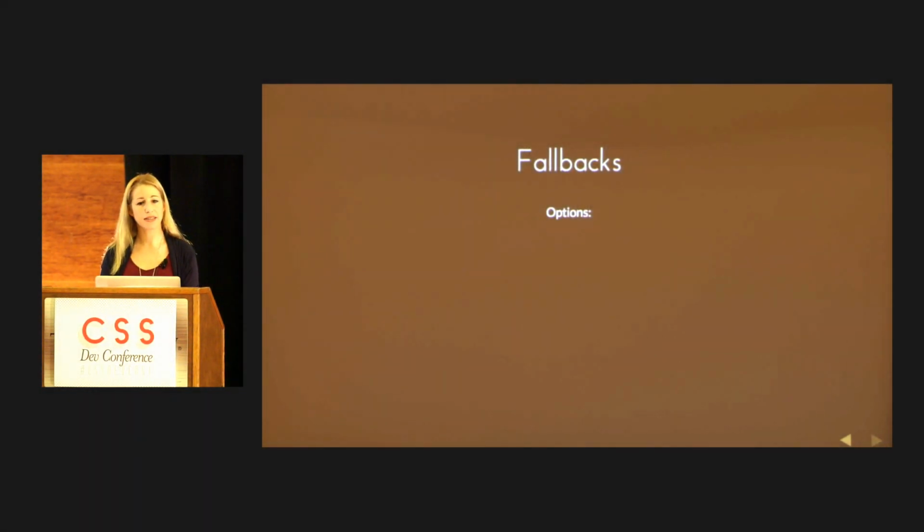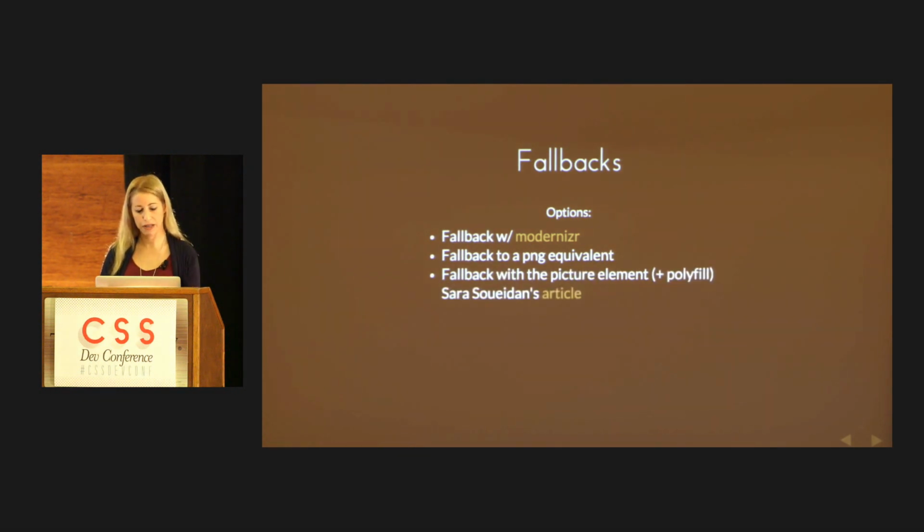So fallbacks. I have a few options for fallbacks here. We can fall back with Modernizr, so I'm just putting a class on the body, and then I'm targeting that and having a fallback for that version with a PNG. So I fall back to a PNG equivalent. You can also fall back with the picture element and polyfill. Sara Soueidan has a great article about that.